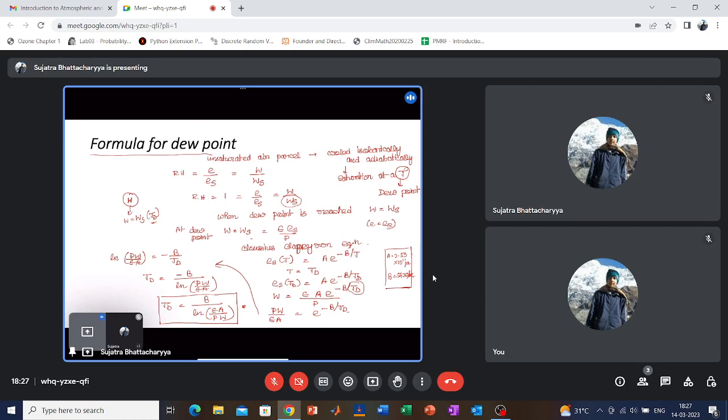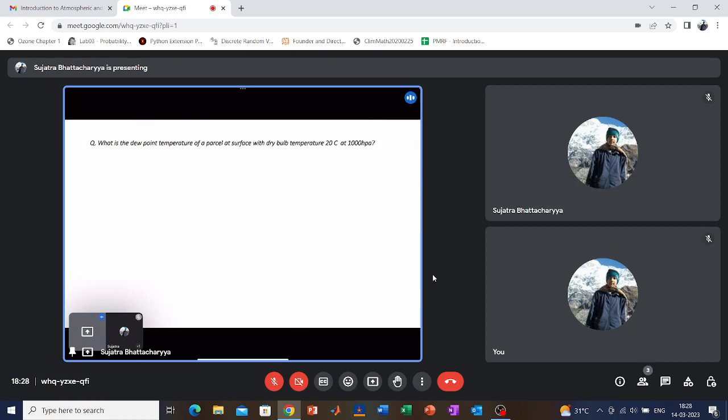This is an extra thing, but a very important thing to understand. So this is the formula for the dew point temperature. Now, based on this formula for the dew point temperature, I have given some questions here that will help to understand this particular concept.